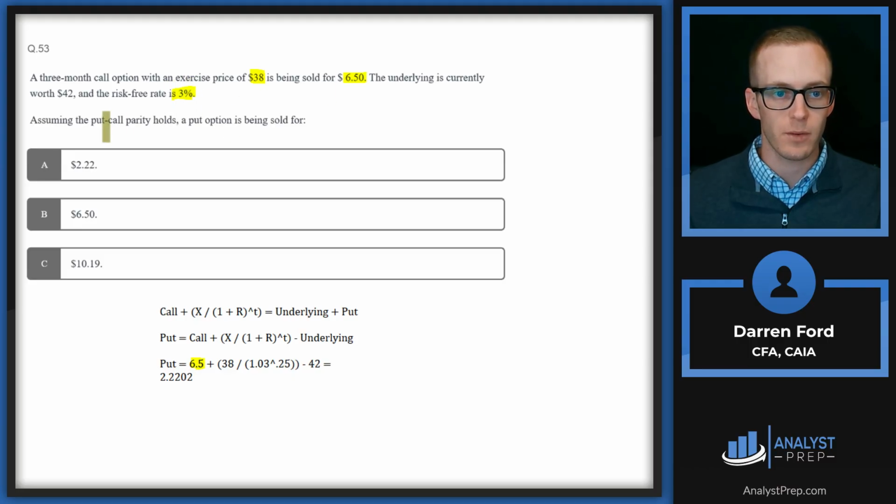Or sorry, not for a year, for 3 months. So that can be seen here at this 0.25, since 3 months is a quarter of a year. And then we're going to subtract out the underlying, which is $42. When we work through that, we get 2.22.